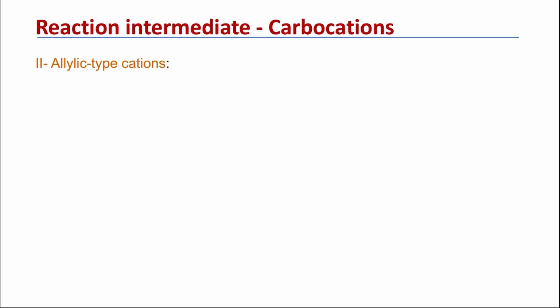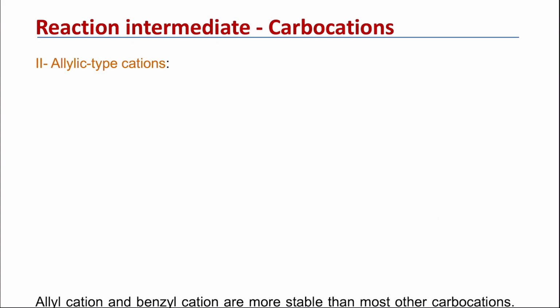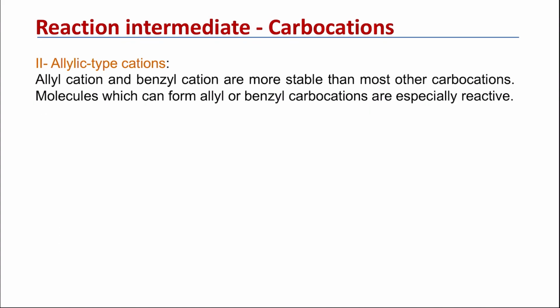The second type of carbocation is the allylic type cations. Allylic type cations are cations where you have a double bond on the carbon adjacent to the positively charged carbon. So if you have a positively charged carbon here and adjacent to it there is a double bond, this is called the allylic type cation. These allylic and benzylic type cations will be much more stable than the simple alkyl carbocations. The main explanation for that is the resonance stabilization.